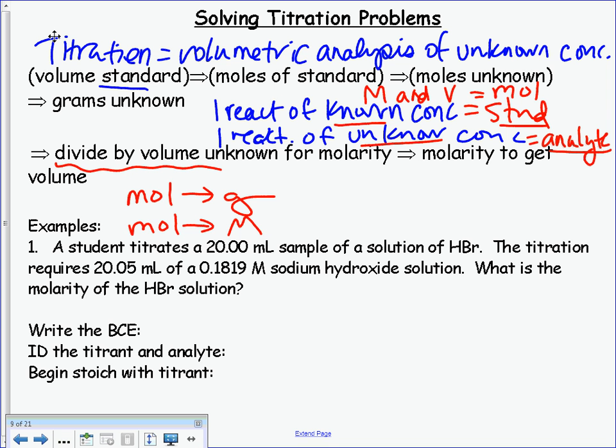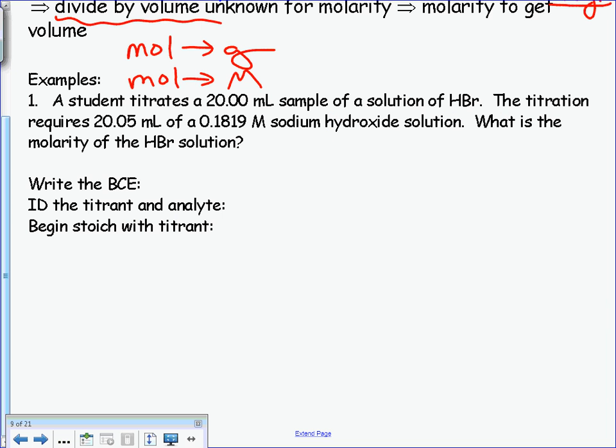That means I literally dispensed 24 milliliters of my known into my unknown. And let's say at that point in time, it changed to pink. It changed colors. That's when I would stop. At that point, I would have 24 milliliters of 0.1 molar sodium hydroxide or something like that that was titrated into 50 milliliters of acid. So I know the volume of the acid, I know the volume of the base, I know the molarity of the base, but I don't know the molarity of the acid. And that's where I get the problem. That's where we're going to start right now. So let's go ahead and write down our knowns, and then we'll go through this problem together.